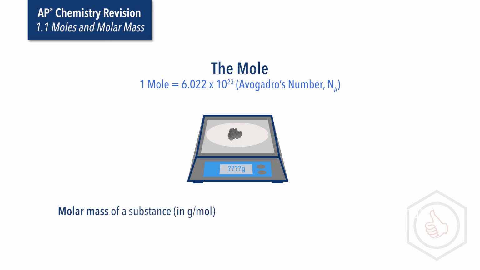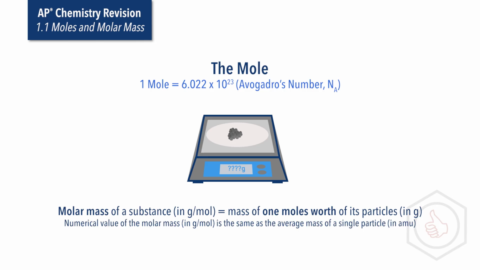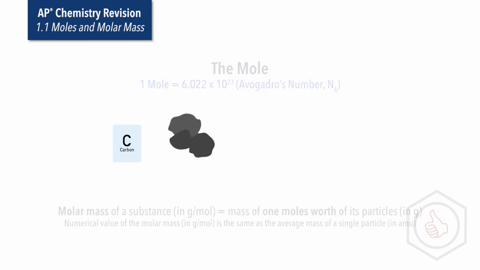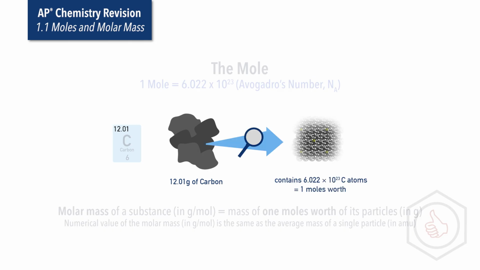The molar mass of a substance in grams per mole is the mass of 1 mole's worth of its particles. The numerical value of molar mass in grams per mole is the same as the average mass of a single particle in atomic units, AMU. For example, carbon has an average atomic mass of 12.01 AMU, so its molar mass is 12.01 grams per mole. This means that 12.01 grams of carbon contains exactly 1 mole's worth of atoms, or to be specific, 6.022 times 10 to the 23 atoms.